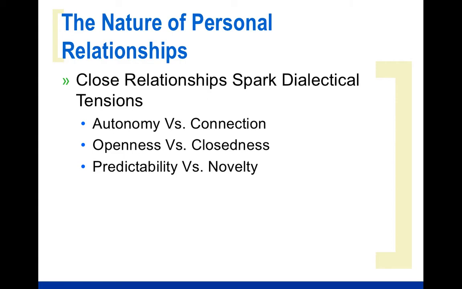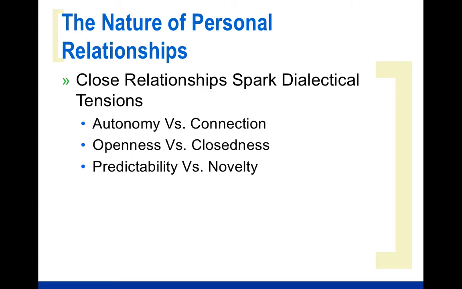And close relationships also spark what's called dialectical tensions, interpersonal dialectical tensions. Basically, you can view them on a spectrum. So, for example, the first one, autonomy, could be all the way to the left, and connectedness could be on the right. In our close relationships, we always want a certain degree of autonomy, meaning we want to be our own person, our own individual that can make our own decisions and have our own free will, while at the same time we also want to be connected to the individuals with whom we're close and have personal relationships.